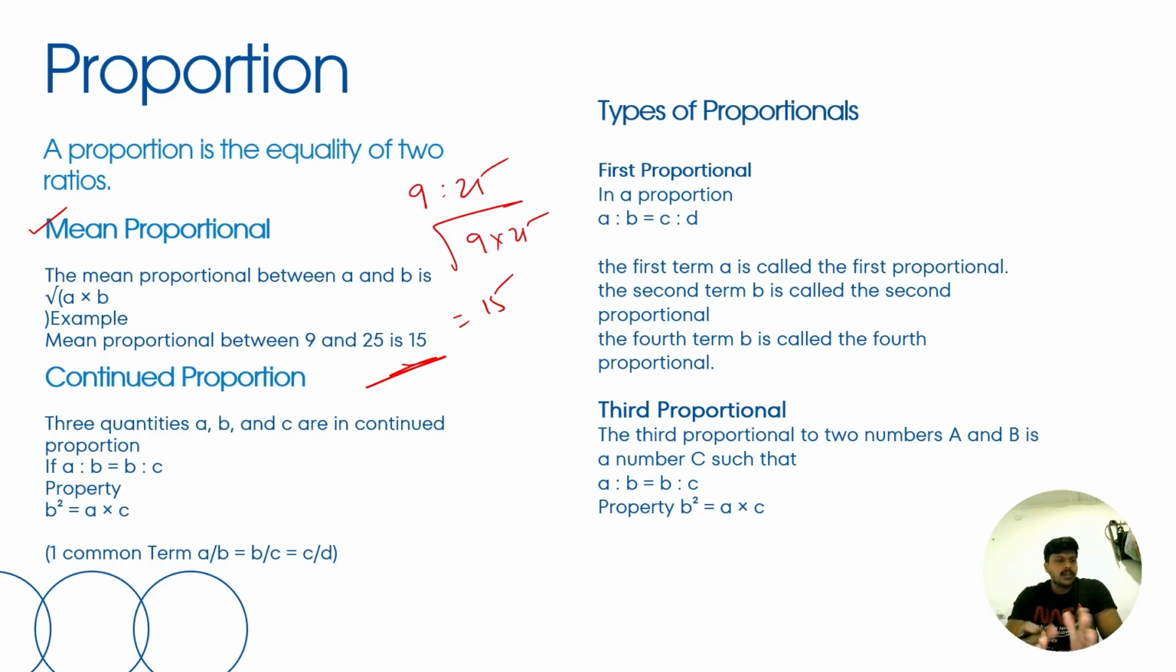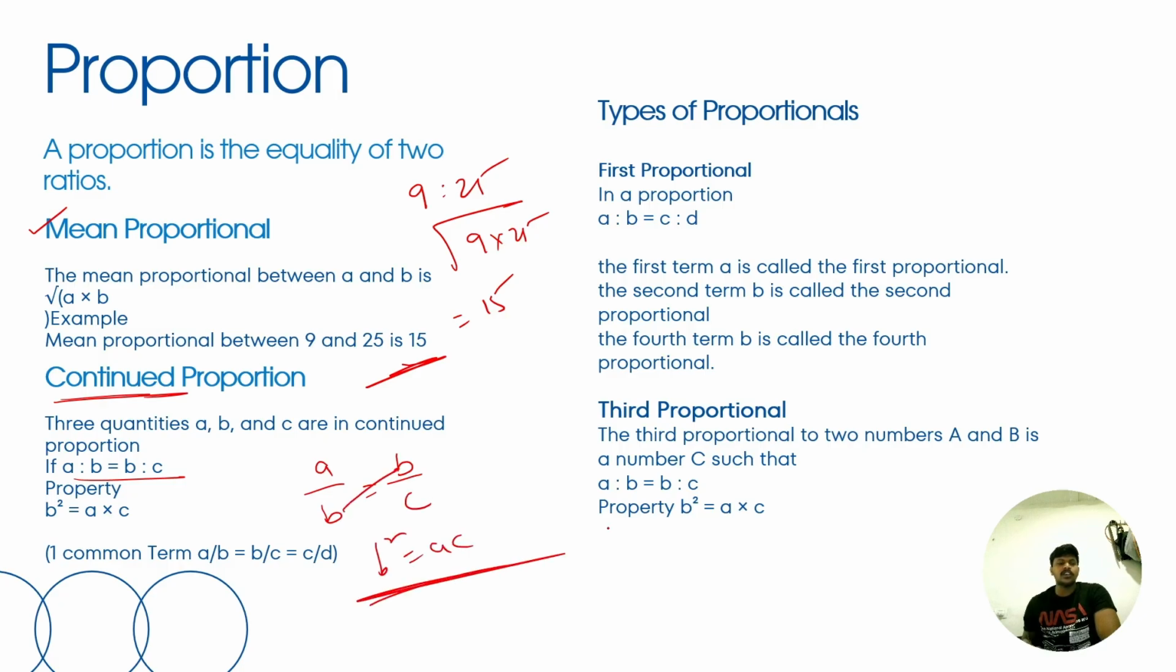I hope that is clear. Mean proportion is when you have a ratio A is to B, root AB, we are going to call it the mean proportion. Now remember, in continued proportion, you are going to have only three variables like A by B is equal to B by C. Then we can say that B square equals AC. So this is what we are going to call continued proportion.